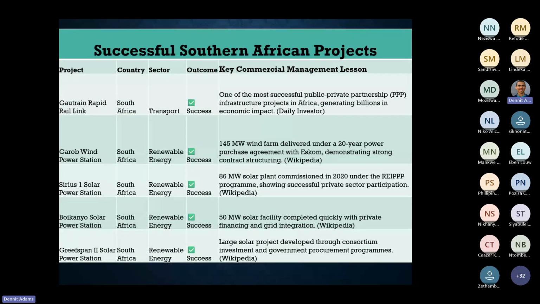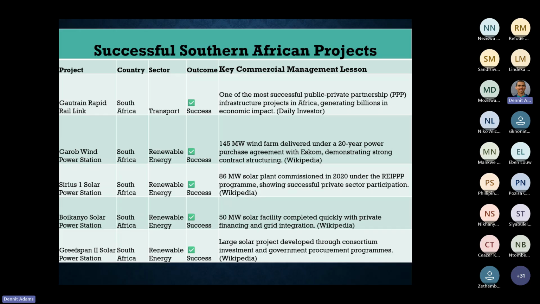Here are some of the successful projects, considered successful by many. Of course, you can name the negatives all day long. If you think of Gauteng, the e-tolls were a complete failure. But anyways, let's go to the positive. Gautrain, the rapid rail link, in the transport sector, very successful. One of the most successful public-private partnerships, so PPP. This links to your project, infrastructure projects in Africa, generating billions in economic impact. Quite a successful project there.